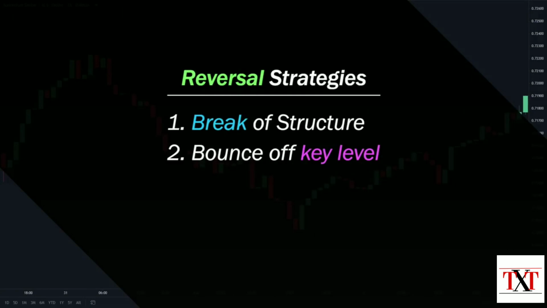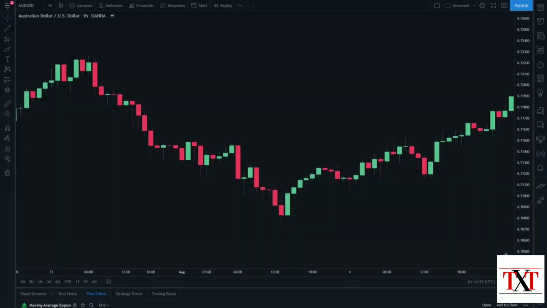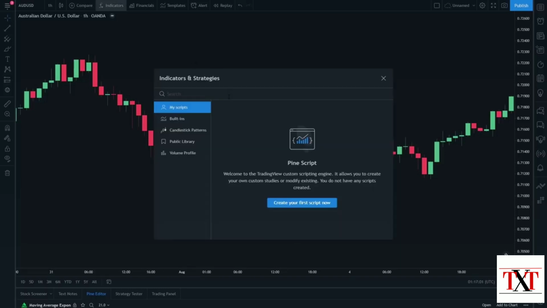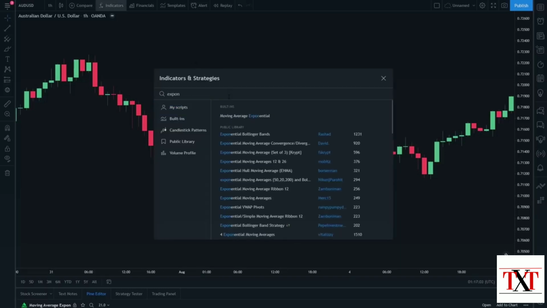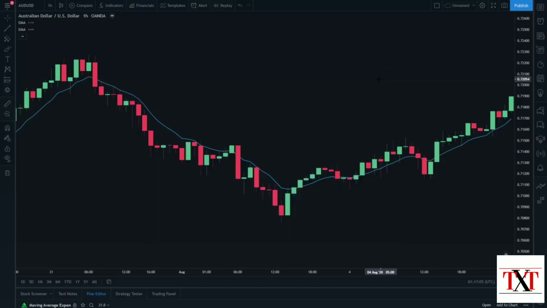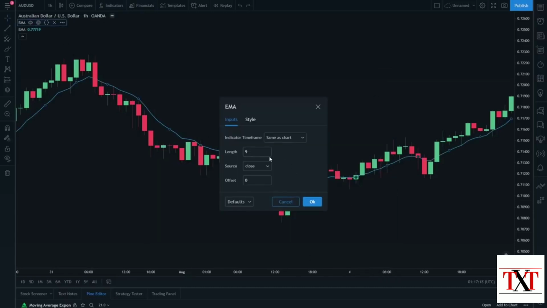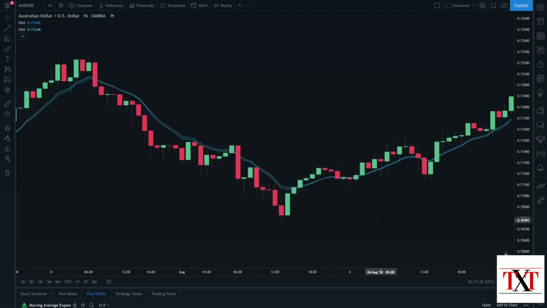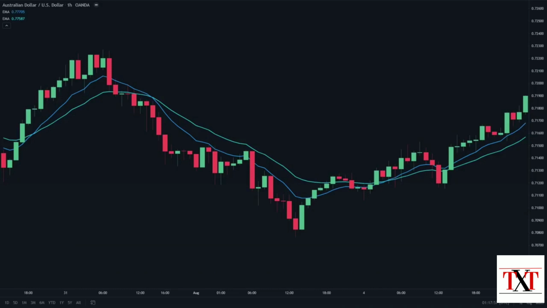Now, moving on to the third strategy for spotting reversals, which is by using trend indicators like the exponential moving average. And this is how it works. So first, go to the indicator section, type in exponential moving average, and apply 2 of it onto your chart. And for the settings, set the first one to 10 and the second one to 20. So now you have 2 EMAs applied.